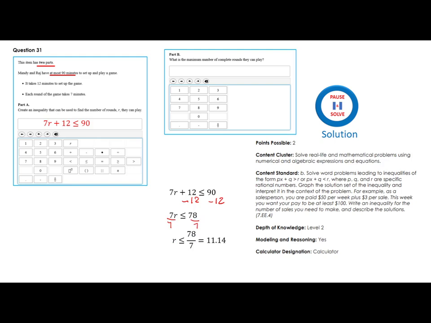And you get 11.14. So this should be a whole number, so the answer will be 11. So they can play 11 rounds.